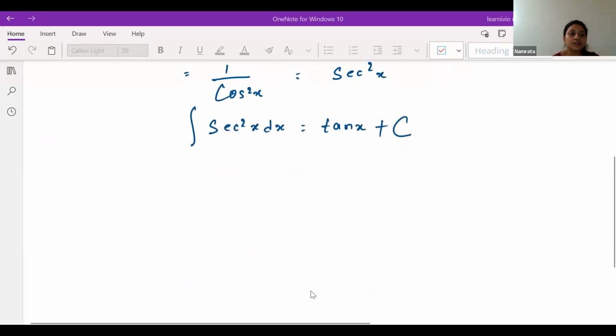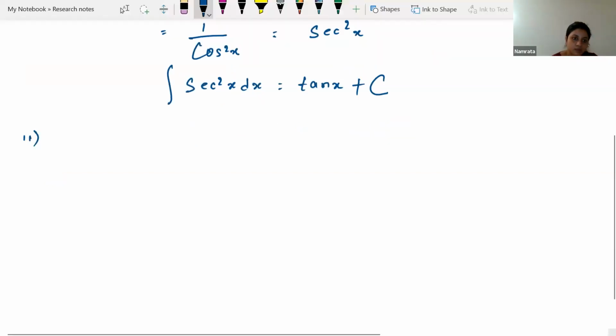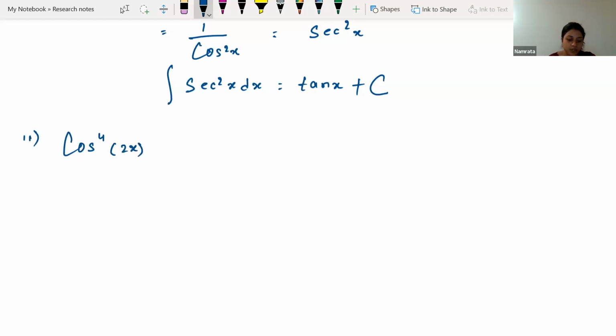So question number 11, it's cos to the power 4 twice x. Okay, so here, what can be done? Here we can use the formula. Which formula we can use over here? So we know the formula of cos 2x, which is, can anyone tell me what's the formula of cos 2x in terms of cosine? In terms of cosine, not in terms of sine.